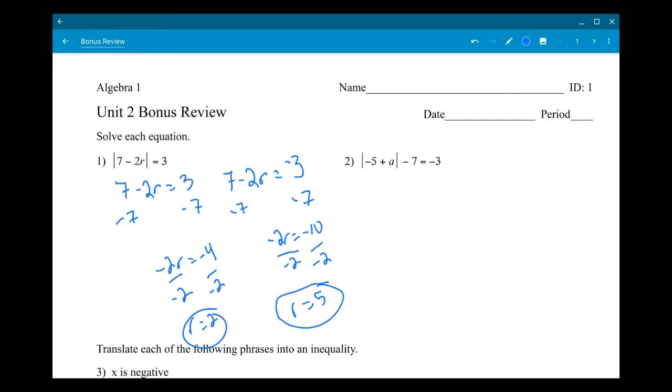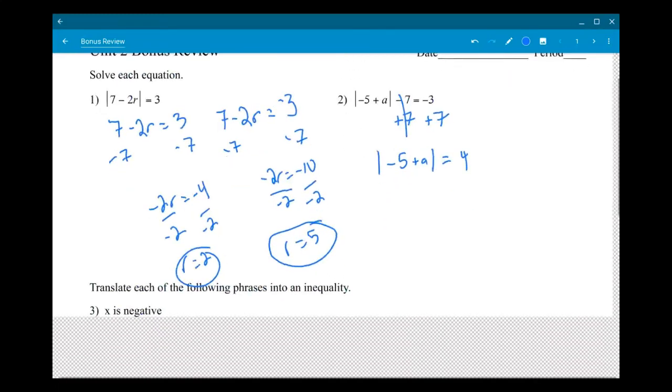Now, the big difference with problem number 2 is that we have something, in this case a -7, outside the absolute value. So I can't write my two equations right away. I don't want to make equations with the -3 on the other side. What I want to do is isolate the absolute value first. So I'm going to do that by adding 7 to both sides, to get rid of that -7. Now I've got -5 plus a equals 4. At this point, this is where I want to write my two equations.